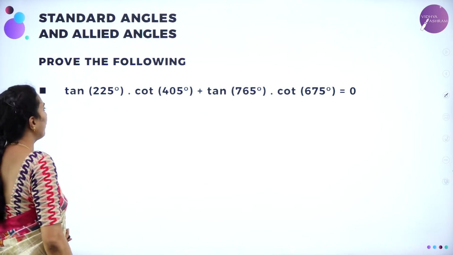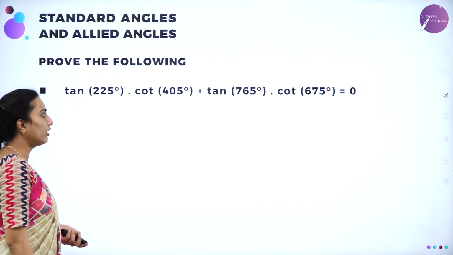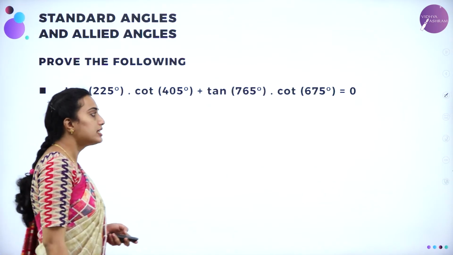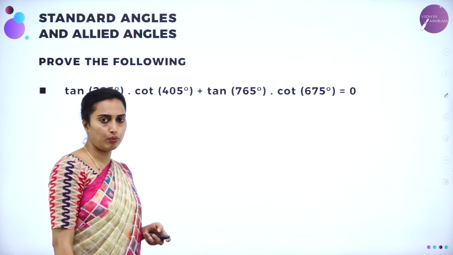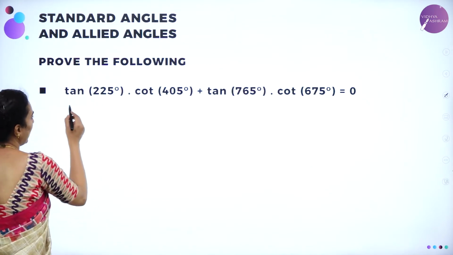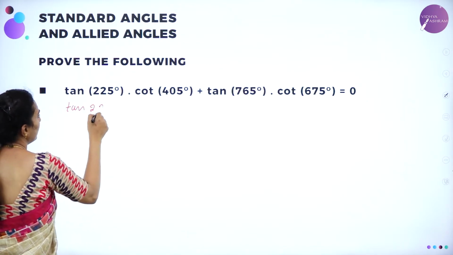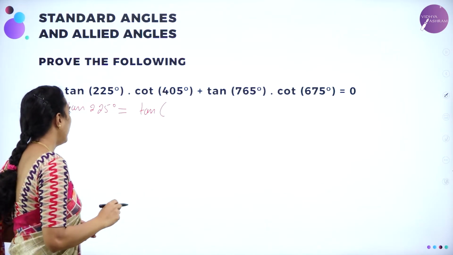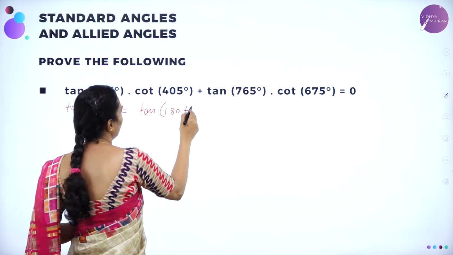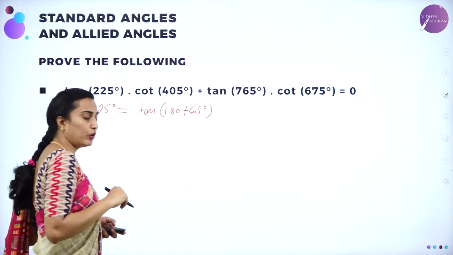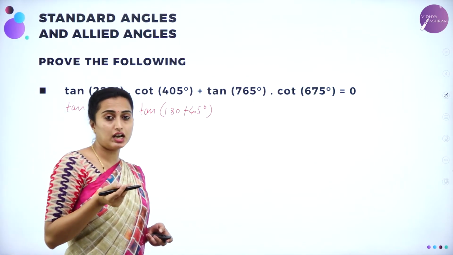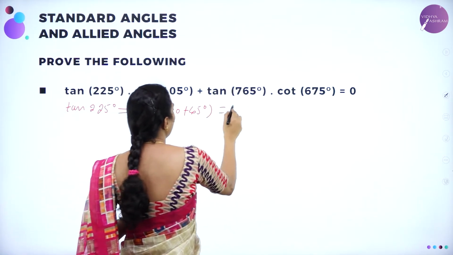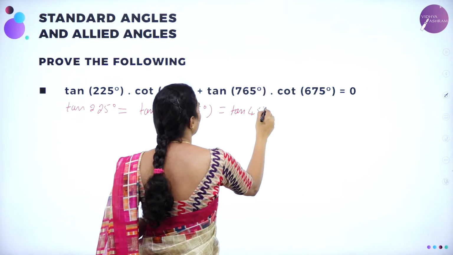What they've asked, prove the following. Tan 225 degree cot 405 degree plus tan 765 degree into cot 675 degree is equal to 0. Now take this one by one. Tan 225 degree can be written as what? Which can be written as tan of 180 plus 45. So tan of 180 plus 45 is nothing but tan theta. 180 plus 45 falls in the third quadrant. Third quadrant tan is positive, which is tan 45 degree, gives you the value 1.